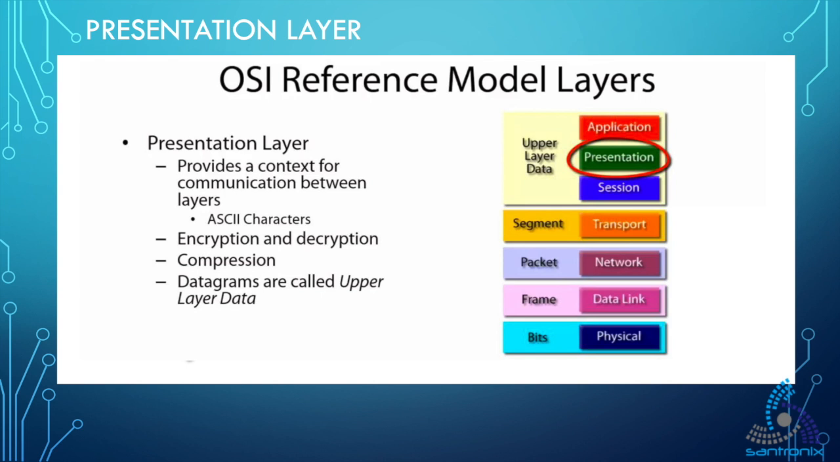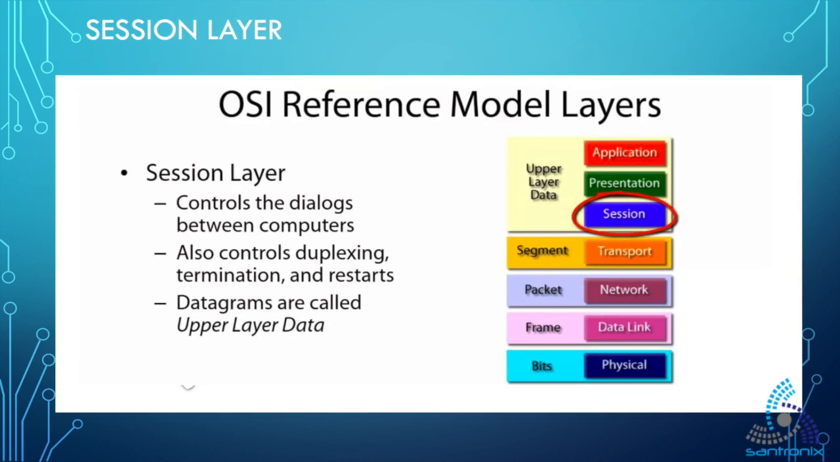The datagrams are basically nothing but the unit of data at any specific level. So the unit of data at this specific level is called upper layer data, which is also the case for the application and presentation layers as well. The third layer in the OSI reference model in the upper layer data is the session layer.